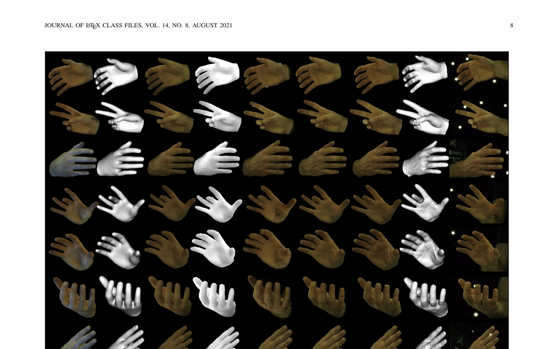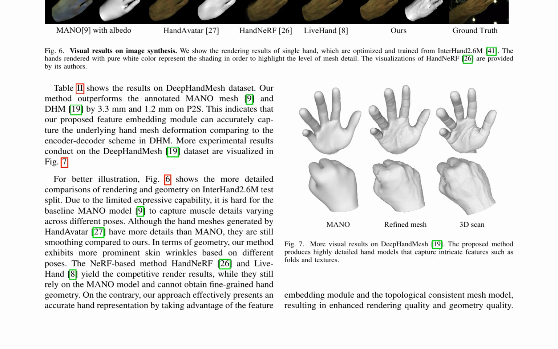The results on the DeepHandMesh dataset show that the XHand method outperforms the annotated mono mesh and DHM by 3.3 mm and 1.2 mm on P2S, respectively.